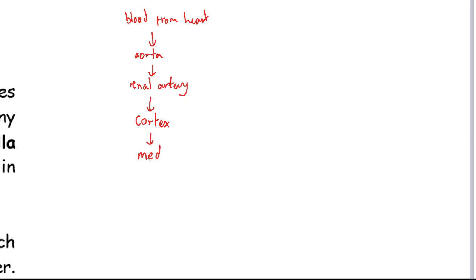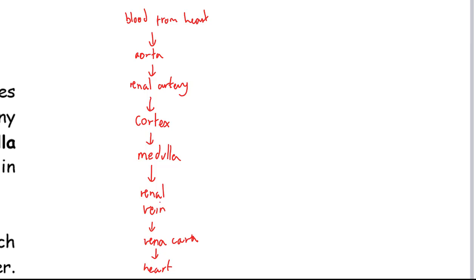So just to summarize that then, blood from the heart travels in the aorta, then it goes to the renal artery, then from there it goes to the cortex, then the medulla, and then the blood goes back the renal vein, then to the vena cava, then back to the heart again.